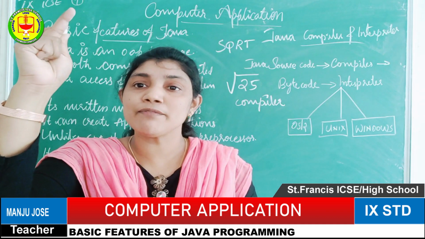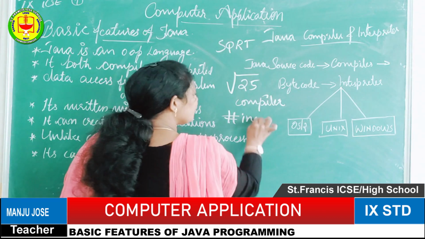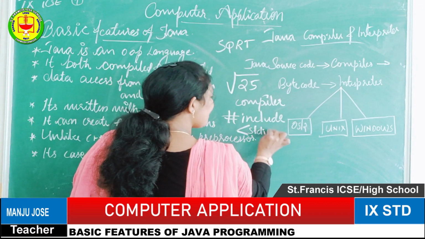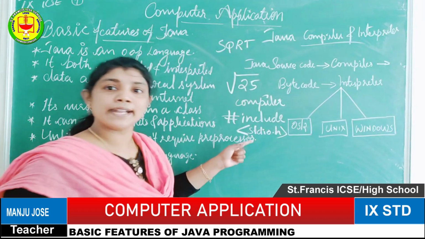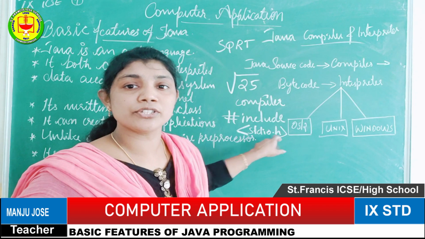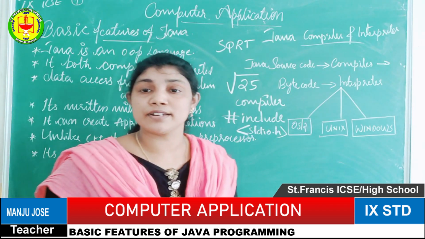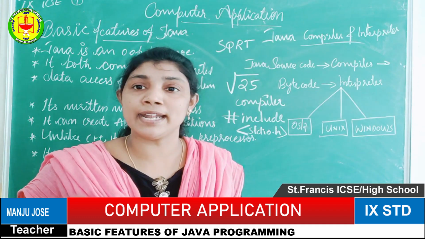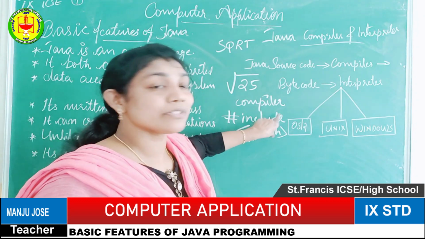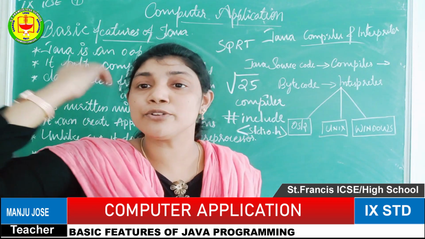There, first itself, we have to mention, for example, hash include, angle bracket, stdio.h. So this is one example of a preprocessor directive. Hash include stdio.h. stdio.h means standard input and output functions. Input or output commands we are unable to access directly, so we use this preprocessor directive. We have to define this first itself, before starting the program.